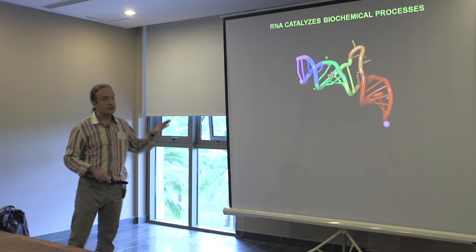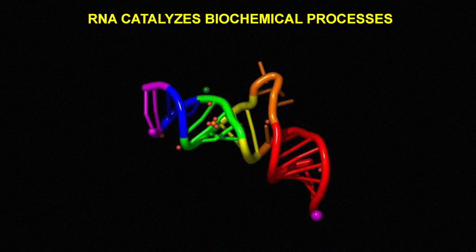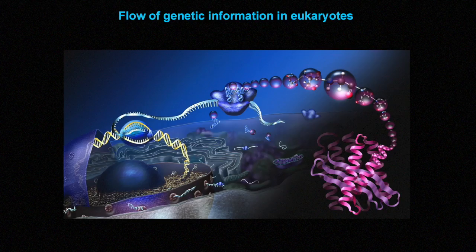RNA catalyzes biochemical processes. Okay, let's go back to the flow of genetic information. In this case, this is a eukaryote, and you have the DNA. This is the RNA polymerase that transcribes, and here you have RNA, and this is a ribosome that translates. At the end of the talk, you will be familiar with all this biological stuff. And here you have an amino acid, another. So this will be a protein that is finally folding and performing a biological activity. So this is the flow of genetic information.